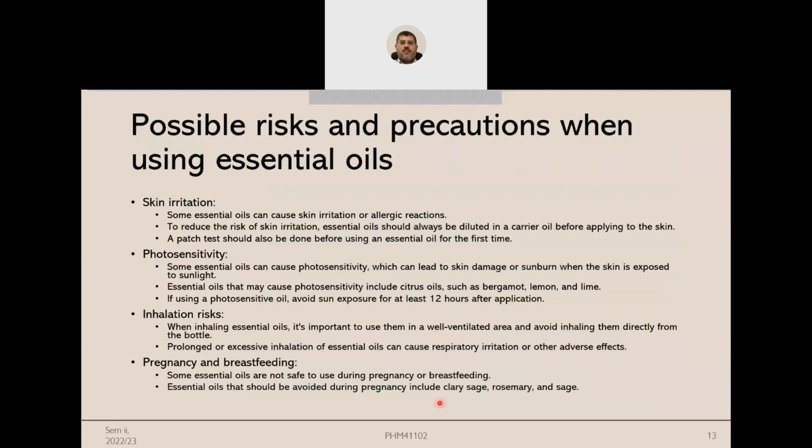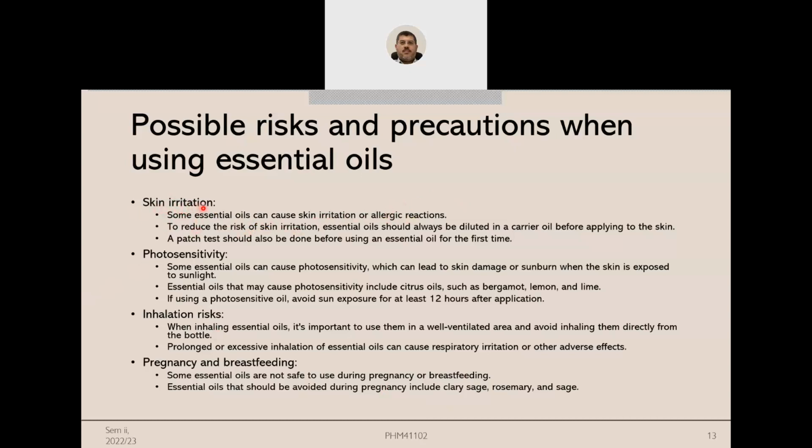Okay. So, same as any other treatments, even modern treatments, once you use these essential oils, they may have some side effects or risks. So some precautions must be taken to avoid these risks of essential oils. One of the side effects or risks that may happen is skin irritation. Some essential oils can cause skin irritation or allergic reaction. So how to reduce skin irritation?